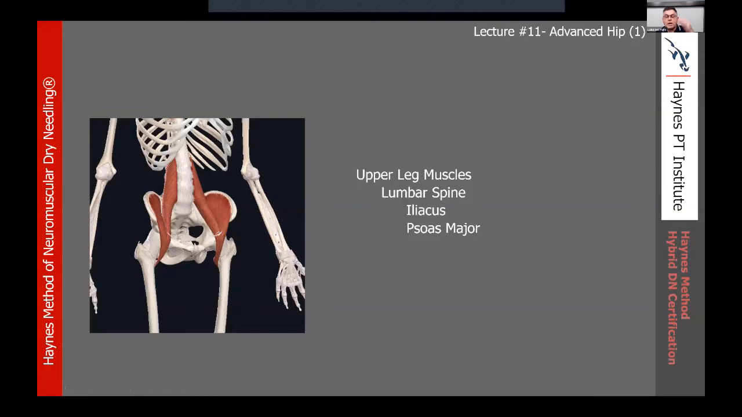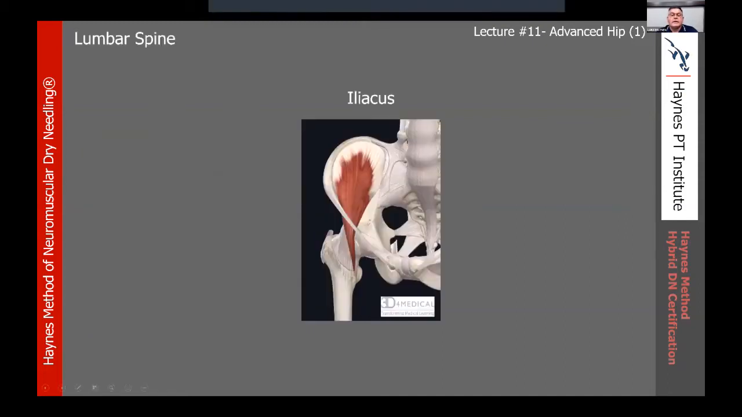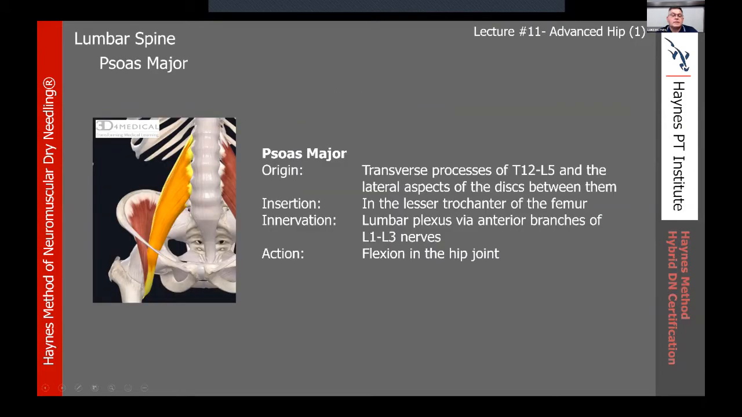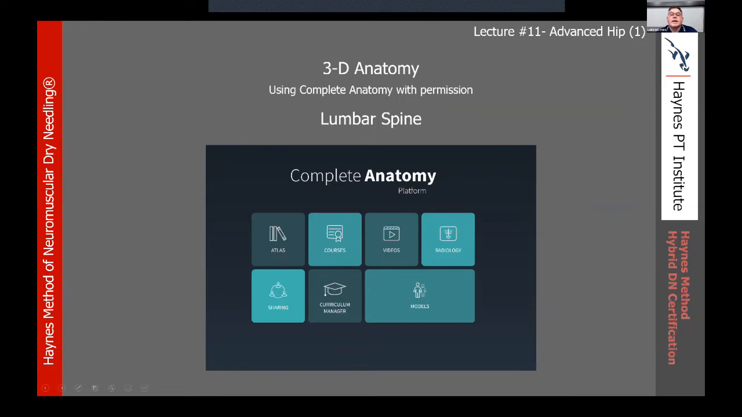Okay, so let's move on to our lumbar spine. Here, we want to look at iliacus and psoas major. We dealt with these a little bit more earlier, or psoas we did when we were dealing with the lumbar spine. We'll look at a couple of different ways that we can needle these. First, iliacus. We'll look at that momentarily, as well as psoas in our 3D anatomy. So let's jump straight to that.